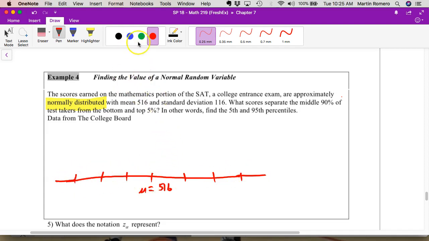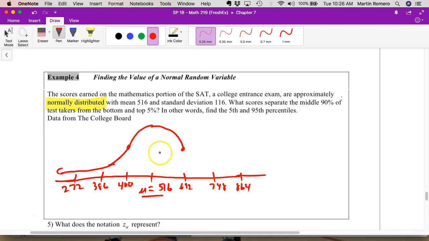Just approximating. These values turn out to be 116, so this is 632, this is 748, this would be 864. Coming back, the mean was 516, so coming back 116, this is 400, this would be 386, and this would be 272. One standard deviation, that's where the inflection is, so I like to sketch out my curve. There's the top, and then you continue down like this. So I have a good approximation.